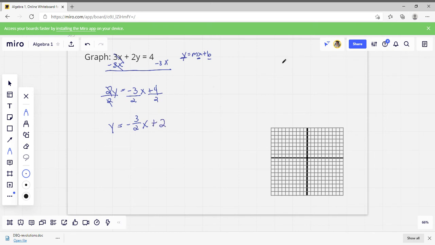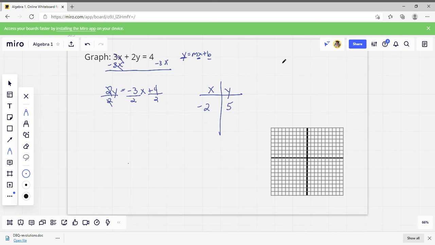All right, now to graph this, I can make my little x and y chart. So if x is, let's say, negative 2, then y equals negative 3 over 2 times negative 2 over 1 plus 2. What are we going to get for y? Those will cancel. Negative times a negative is a positive, so that would equal 3 plus 2, and that would be 5. So my y would be 5. All I'm doing is plugging in numbers here, just like when we graphed before.